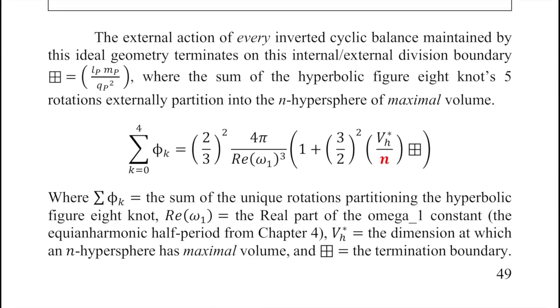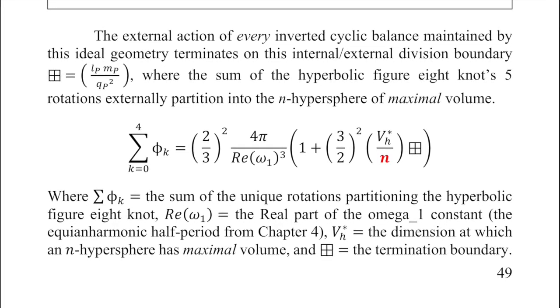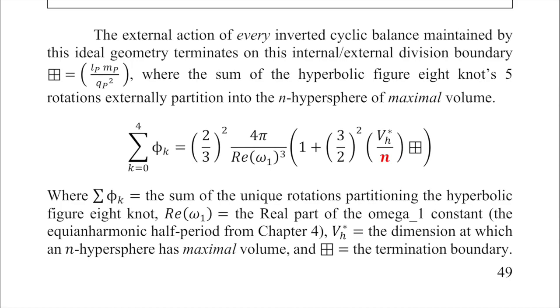It turns out that the internal part ends up taking a sphere and dividing it in 3 ways by the omega-1 constant, the equiharmonic half period from chapter 4. And it has another division parameter, 2/3, which we remember, but this time it's squared. Externally, though, the division parameter is 3/2 squared, so the intersection between the two goes away.